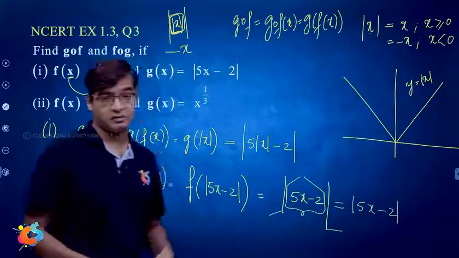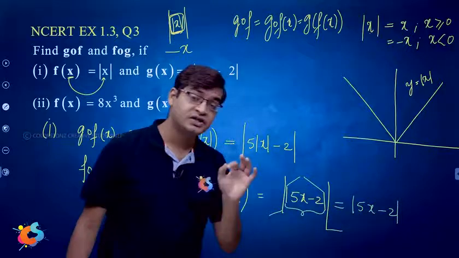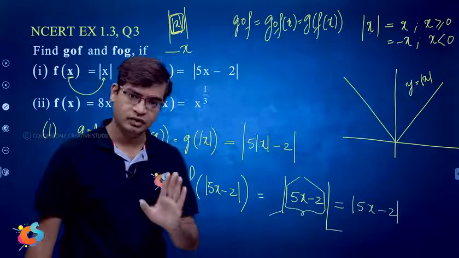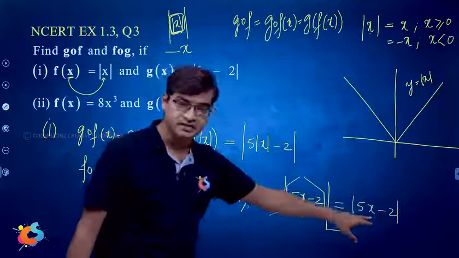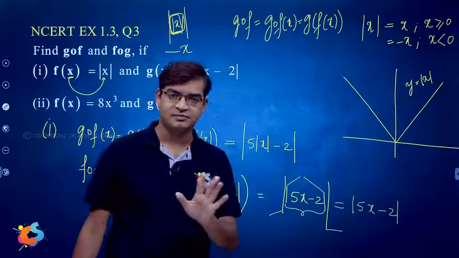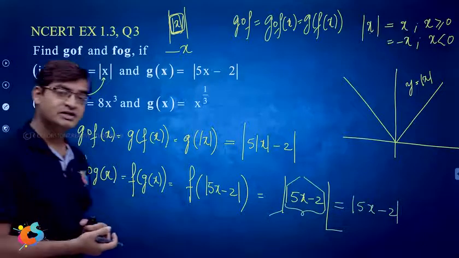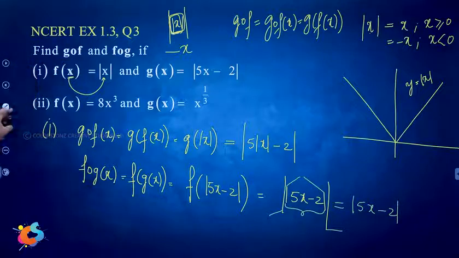But the inside mod we cannot remove. Inside the mod, we are not sure 5x minus 2 is positive or negative. Clear, isn't it? That depends on x. But mod of 5x minus 2, we are very clear, that is 0 or positive. Simple. So this is how we have completed the first question. There is no complication at all here.